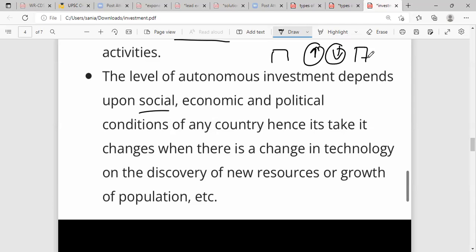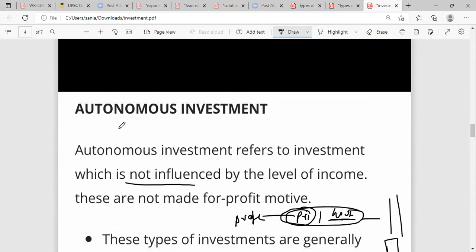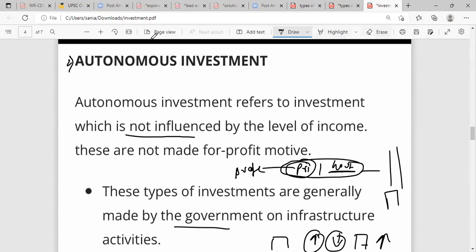But if my country is suffering from backlogs and backwardness, then I will be investing a lot because I want to raise the standard of my country. So autonomous investment depends upon the social, economic and political condition of the country. Hence, it changes when there is a change in technology, the discovery of new resources, or growth of population. Clear? Yes, ma'am. Okay, don't write change. Write, hence, it changes. Okay. So you will write second, autonomous investment, and this. I'll just erase it, then you can write.